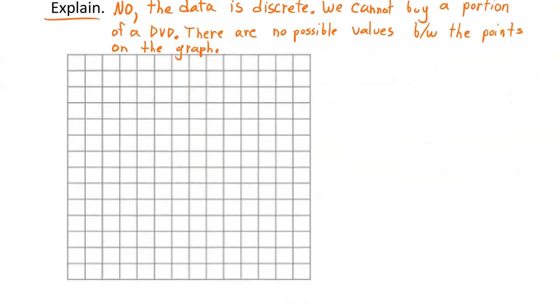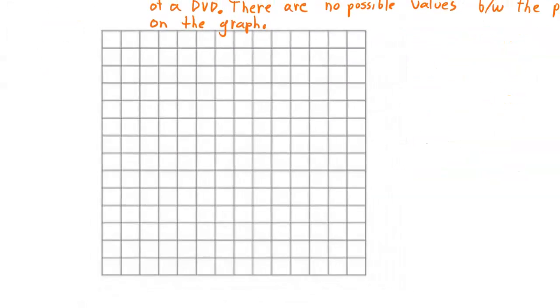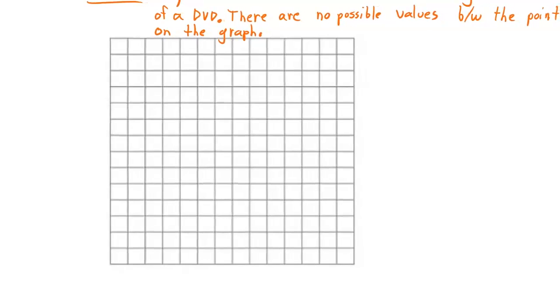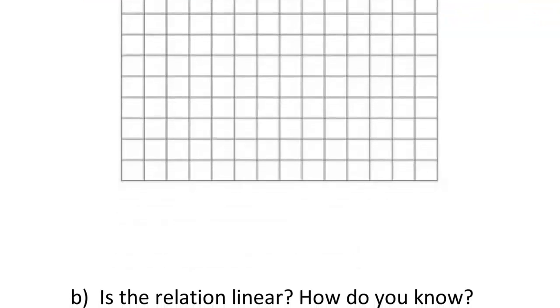So just like we did on the last page, we have to set up our graph so that we can fit our values in here. Now remember that we decided that our independent variable is going to be our number of DVDs. So that's going to go across the bottom. So our number of DVDs, and we have up to 5 DVDs that we're looking at. So if I go 1, 2, 3, 4, and 5, we can fit all the points in there.